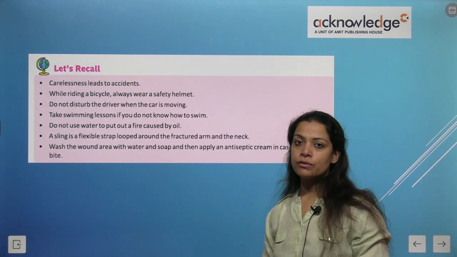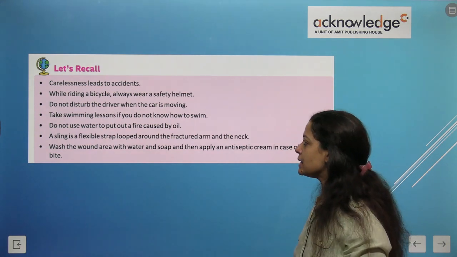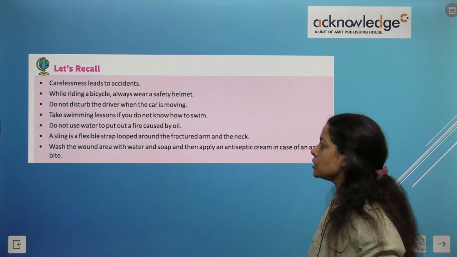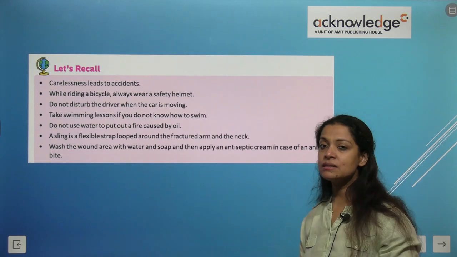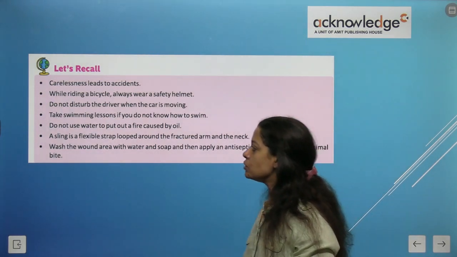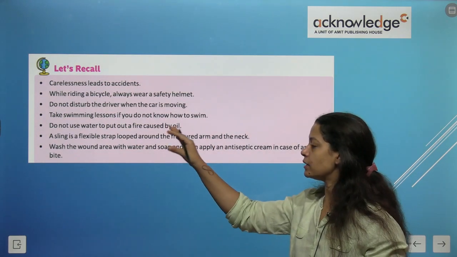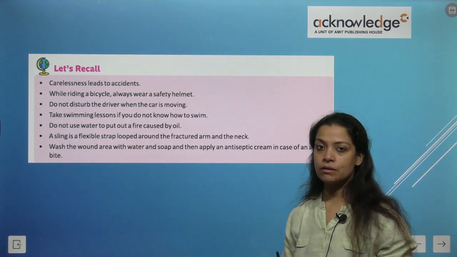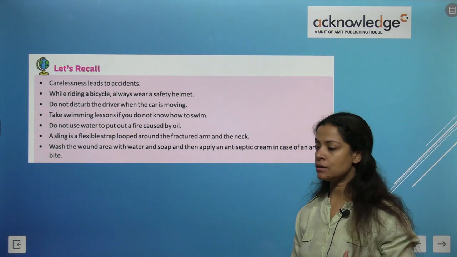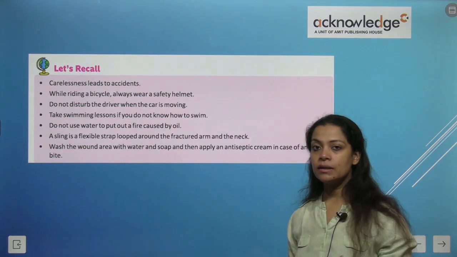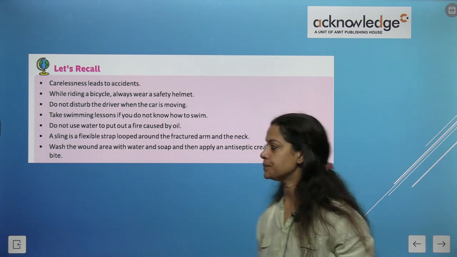So let's recall what we have studied here. Carelessness leads to accidents. While riding a bicycle, always wear a safety helmet. Do not disturb the driver when the car is moving. Take swimming lessons if you don't know how to swim. Do not use water to put out an electric fire or a fire caused by oil. A sling is a flexible wrap looped around the fractured arm and the neck. Wash the wound area with water and soap, then apply an antiseptic cream in case of an animal bite.